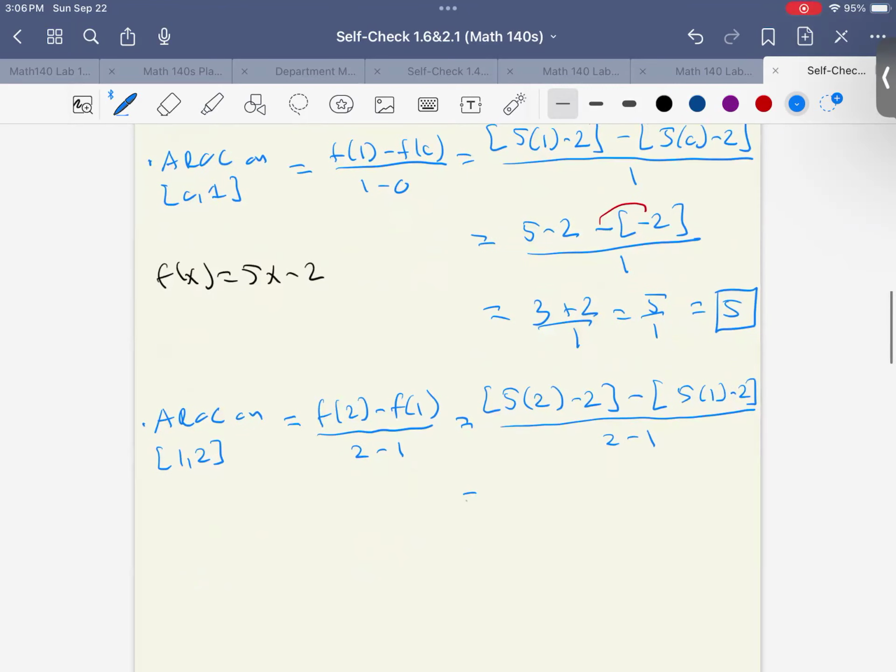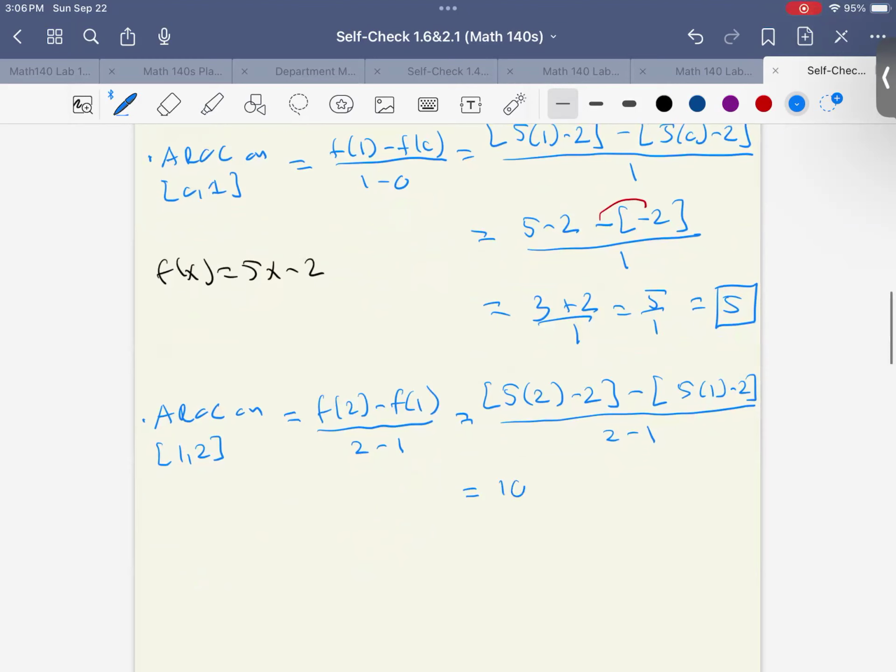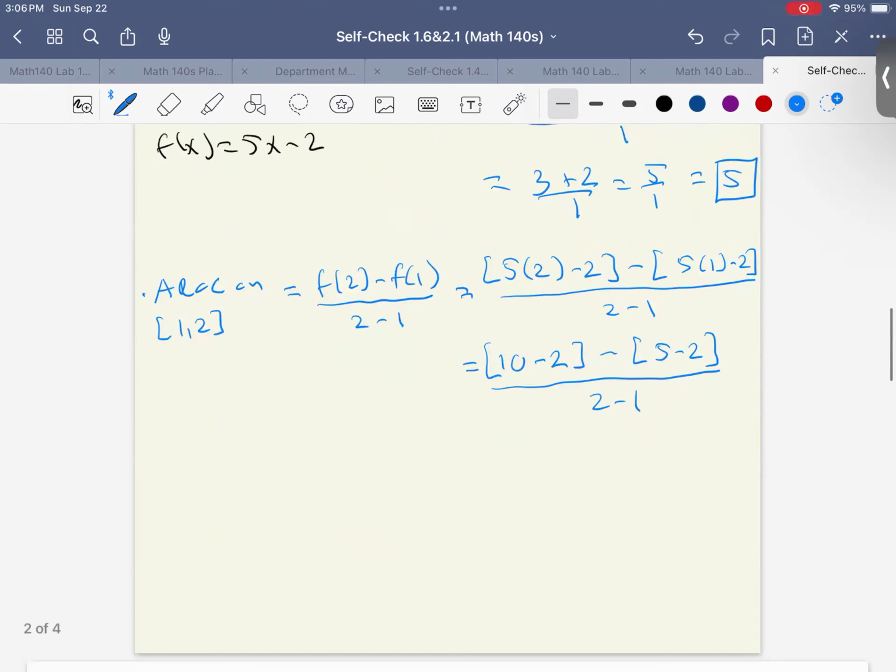Okay, so this ends up being 10 minus 2 for this first one minus 5 minus 2, all over 2 minus 1. This ends up being 8 minus 3, and then the negative makes it a negative 3. So 8 minus 3 all over 1, which is just 5 over 1, which is just 5. Okay, great. So we have 5 and 5.